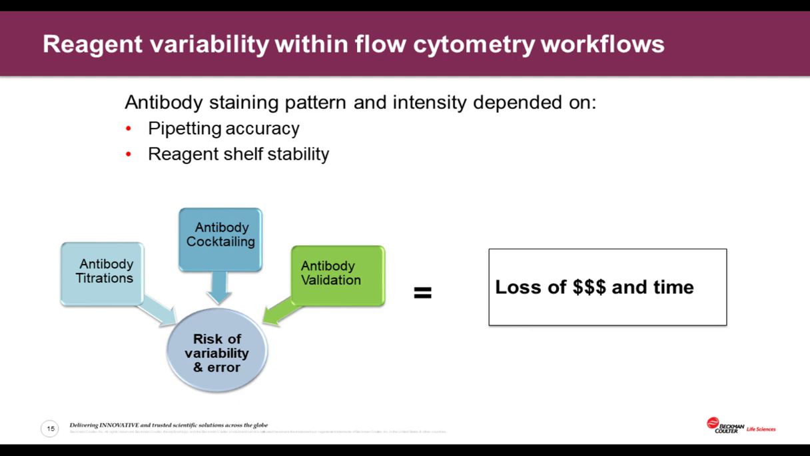If we look at the reagent variability within the workflows, you all know that staining patterns and intensity really depend on pipetting accuracy and reagent shelf stability. So if a tandem dye degrades, you're going to get a diminished signal that you're not necessarily going to know is related to your reagent. You may think it's a biologically relevant aspect, but it's not. So it's important to understand that antibody titrations, cocktailing, and antibody validations themselves are critical aspects of making sure that your workflows are rigorous.